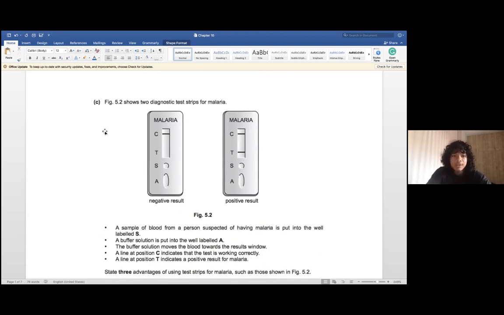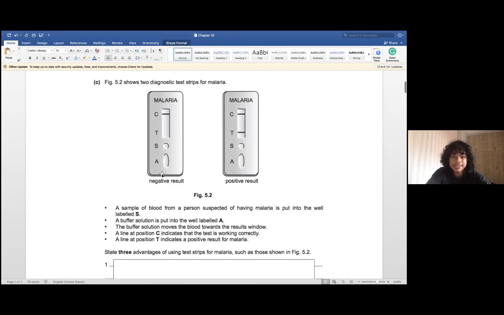Moving on, here, figure 5.2 shows 2 diagnostic test strips for malaria. So on the left, we can see that it is the negative one, and on the right, it is a positive one. So the question states, a sample of blood from a person suspected.